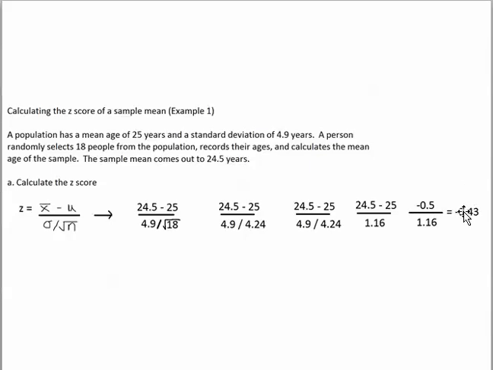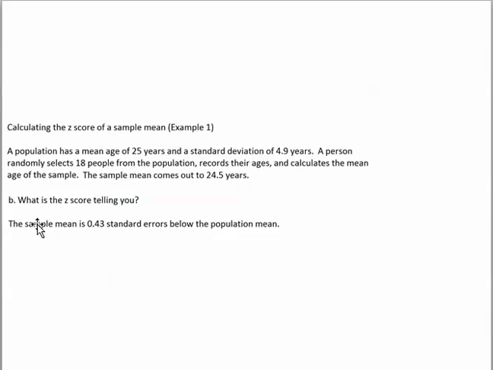The z-score is negative, which means that our sample mean is below the population mean. We can see that that's true if we look up here. 24.5 is definitely below 25. Let's now look at a diagram to help us get an idea of what the z-score is telling us. First, let's answer this question. This z-score is telling us that the sample mean, which is 24.5, is 0.43 standard errors below the population mean, which is 25. And I think that statement will make more sense once we see this diagram.